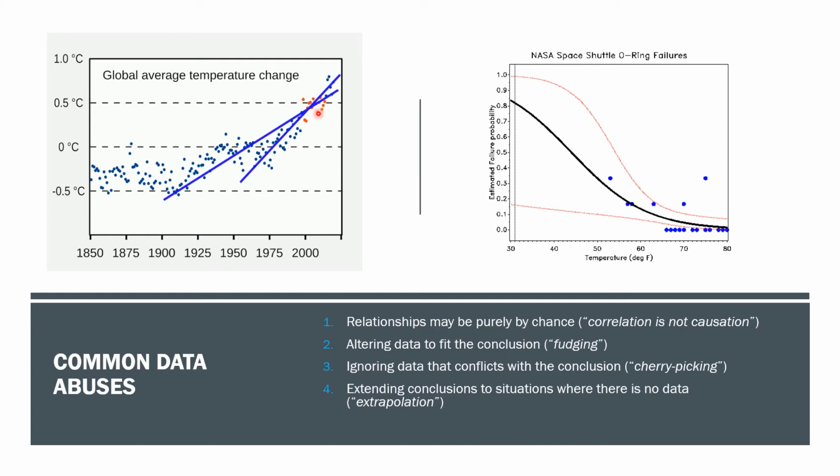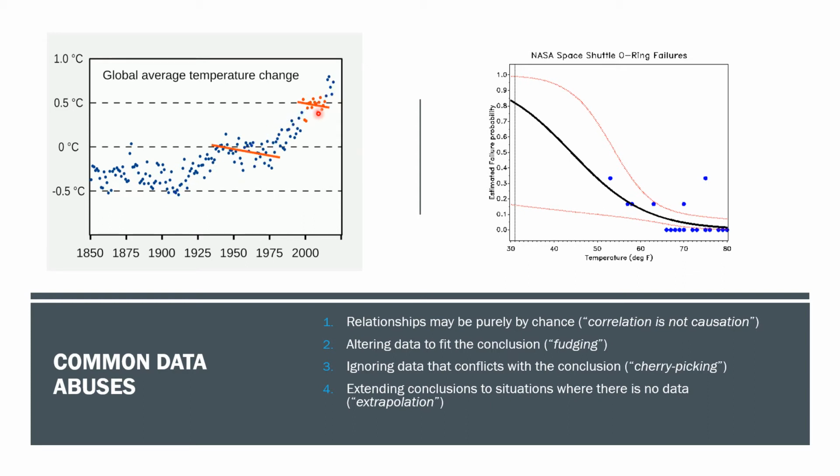Now, if you fit a line to the red points only, there isn't any upward trend, but that's dishonest because there's no objective basis for you selecting only that subset of the data. If you're going to group the data, you have to have an objective, logical reason for doing it. You can't do it just because it fits your conclusion. So that's data abuse number 3.